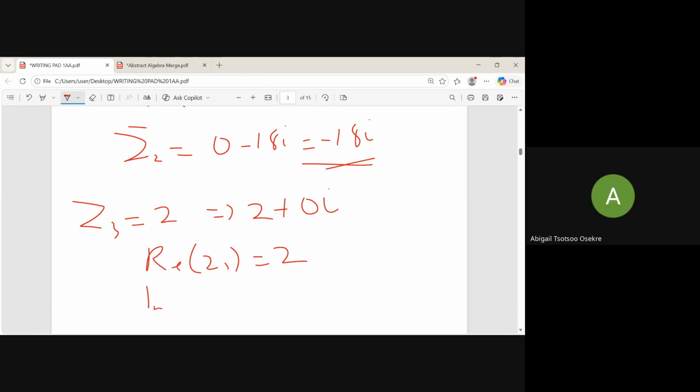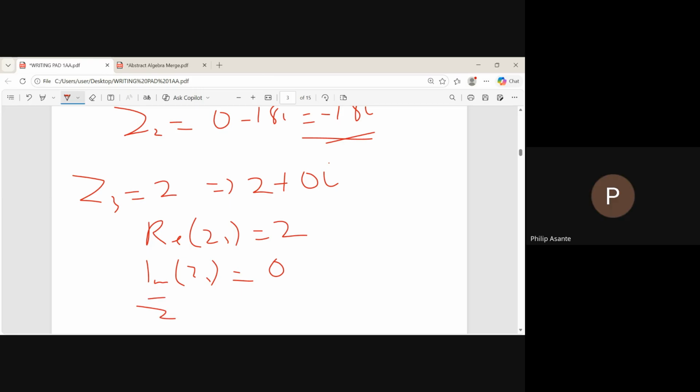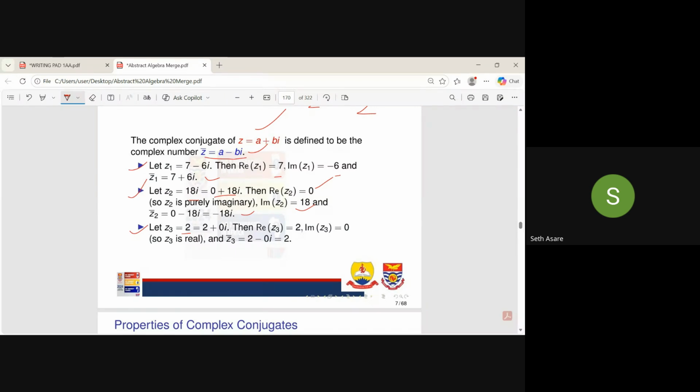0i. When we are writing the imaginary part, we don't add the i, okay? So the imaginary part will be 0. Good. So what will be the conjugate? 2 minus 0i, which we can write as also 2. Are you okay? Because the negative is at the back of the 2. So that is what we are trying to do. That is it. Simple and short.